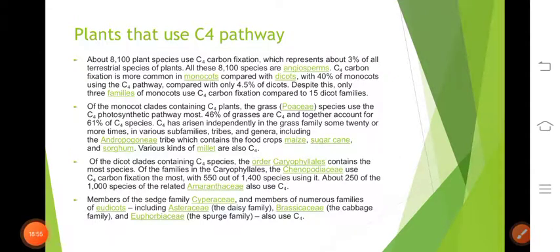There are about 8,000 plant species that are using C4 carbon fixation. Most commonly monocots are there when compared to dicots, mostly Poaceae, that is the grasses members, maize, sugarcane, sorghum, various kinds of millets. Also there are some dicots like Caryophyllales order, Chenopodiaceae family and Amaranthaceae family. Also Cyperaceae, Asteraceae, Euphorbiaceae, Brassicaceae, the daisy, spurge, cabbage families are present in this C4 cycle, which are showing the C4 pathway.